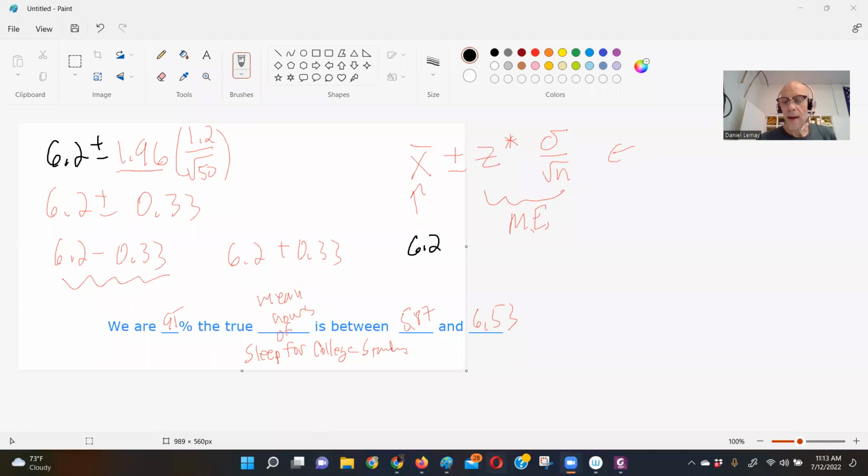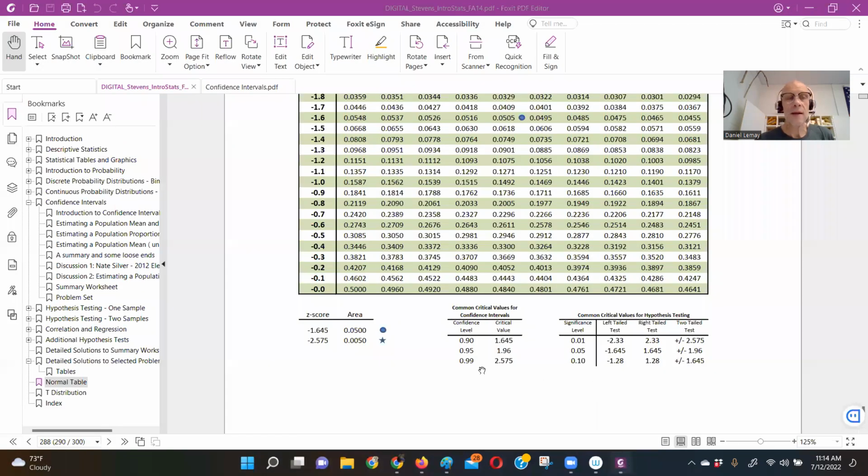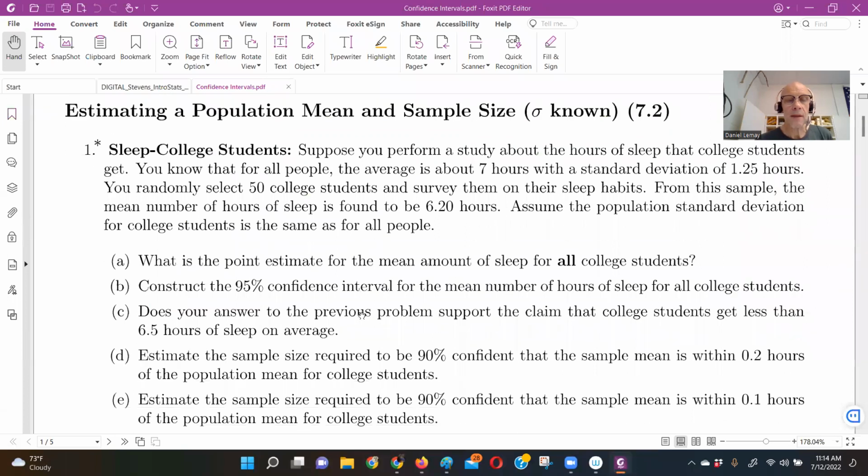what if, let's go back and take a look at that. Here, let me clear off all this. You can come back and watch that. Let's go back and take a look at that assignment. Does it support the claim? Well, what was our two ranges? 6.5, what was the other one? Yeah, 6.5 got captured in that interval. So yeah, we're good. It does support that claim.